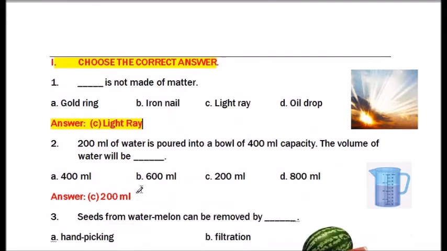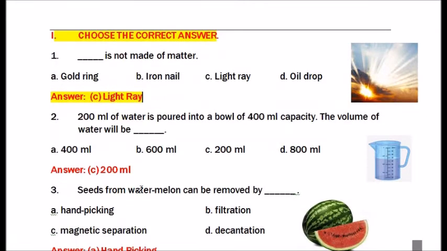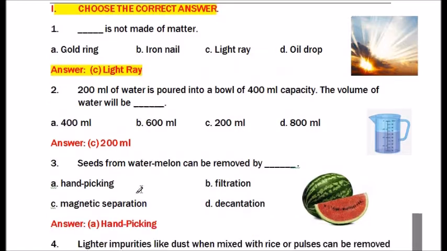Question number 2. 200 ml of water is poured into a bowl of 400 ml capacity. The volume of water will be: option A, 400 ml; B, 600 ml; C, 200 ml; D, 800 ml. And the answer is 200 ml.